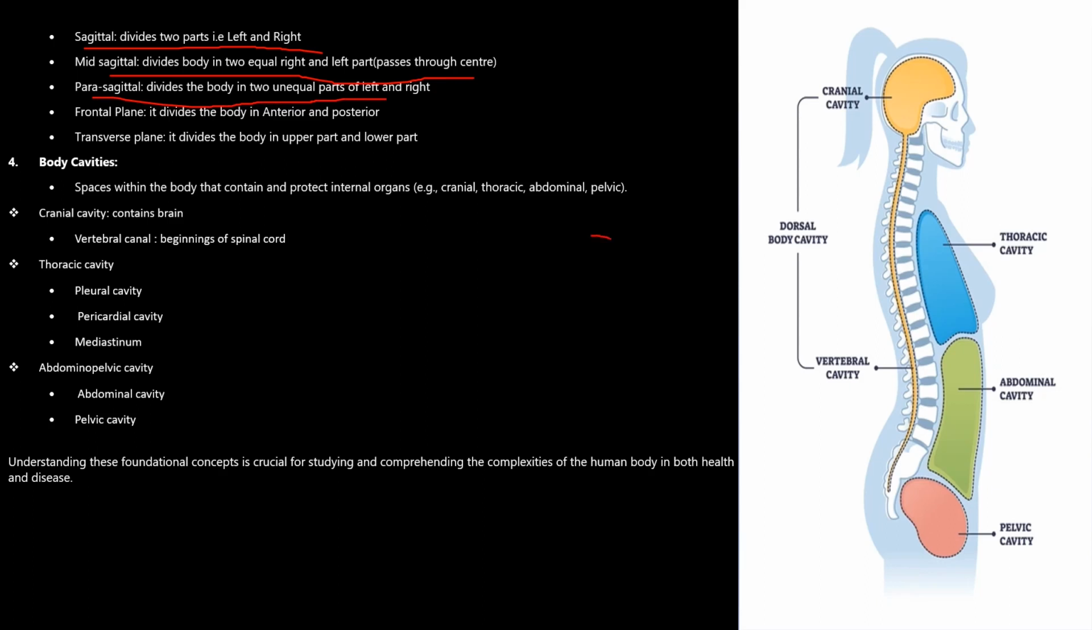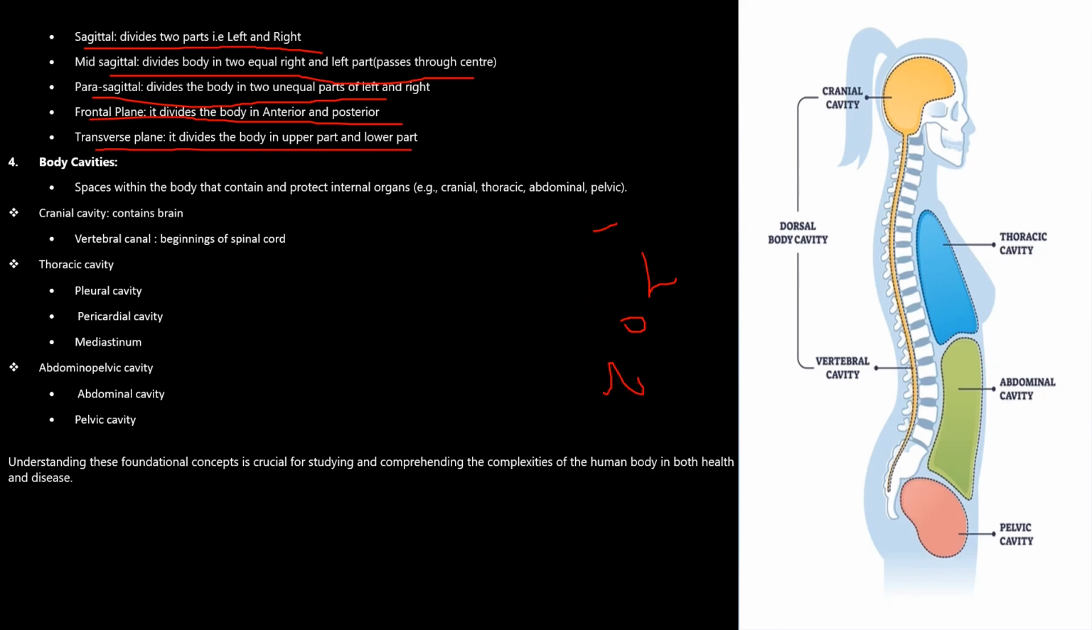Okay, consider this is the body. If this is the body, pardon my drawing. Parasagittal means it will not pass through the center. It will be more lean on either of the sides. Okay, this is left or this is right or vice versa. This is the parasagittal. Next, frontal plane divides the body into anterior and posterior, and transverse plane divides the body into upper part and lower part. Okay, just now we have seen it.